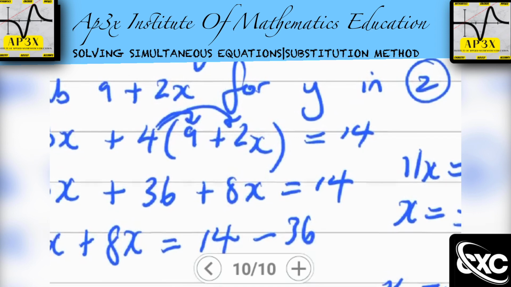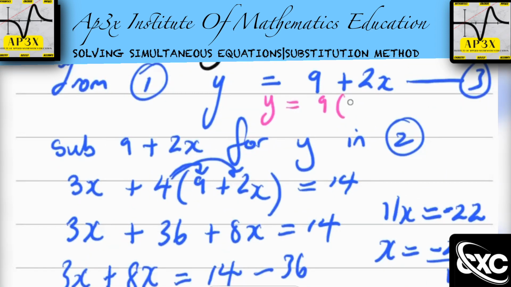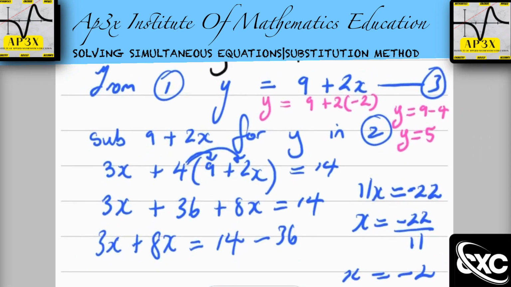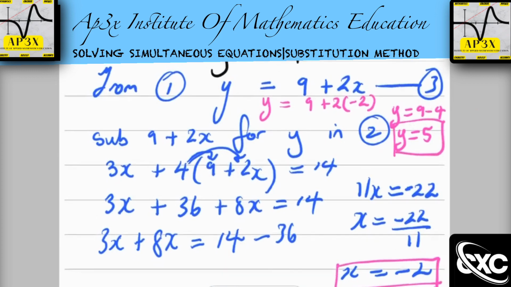So we can go back here and say y is equal to 9 plus 2 multiplied by negative 2. And then of course 2 times negative 2 is negative 4. So we end up with y being equal to 9 take away 4. Y is therefore equal to 5. All right, and that is it. Y is equal to 5 and x is equal to negative 2.